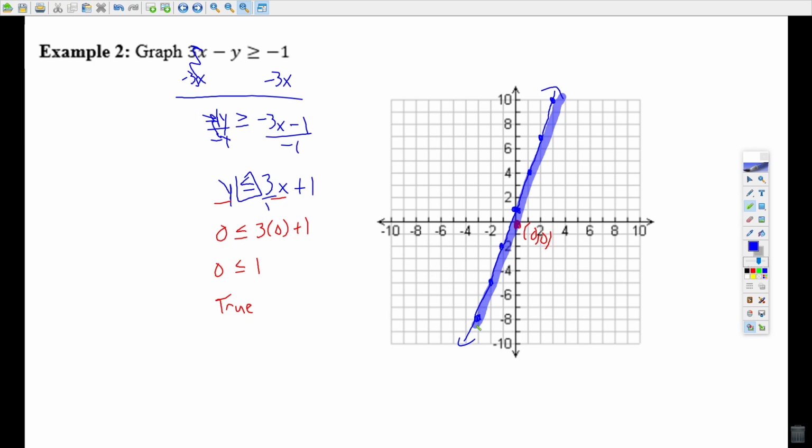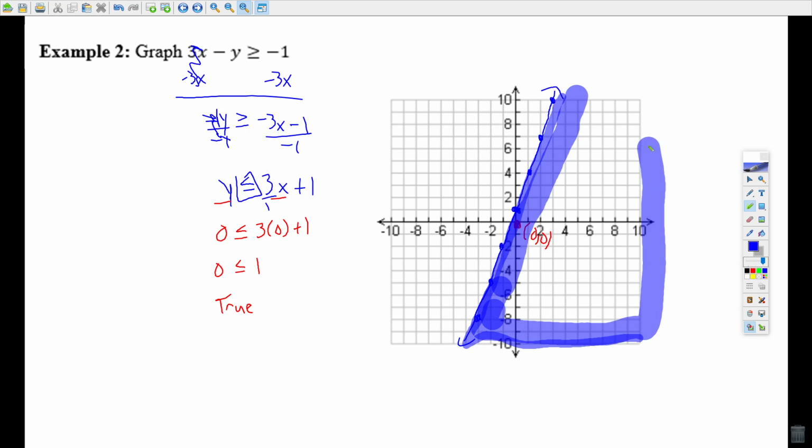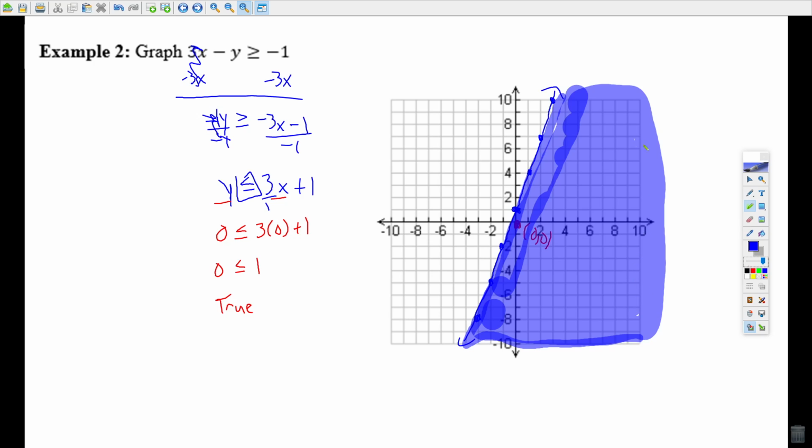All below it. I should probably make this bigger. This whole thing gets shaded. Okay, it doesn't look that great, but it's all right. It's the best I got.